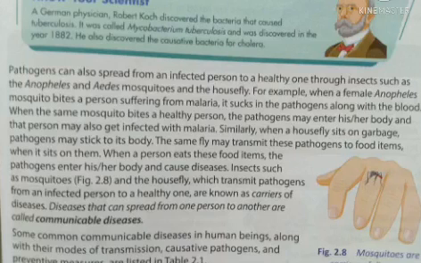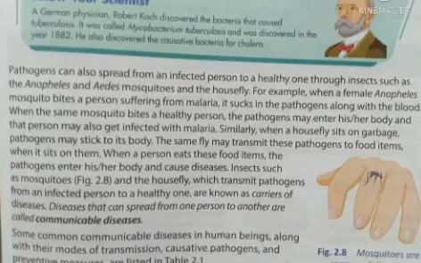Similarly, when a housefly sits on the garbage, pathogens may stick onto its body. The same fly may transmit these pathogens to food items when it sits on them. When a person eats these food items, the pathogens enter his or her body and cause diseases. Insects such as mosquitoes and the housefly, which transmit pathogens from an infected person to a healthy one, are known as carriers of diseases. Diseases that can spread from one person to another are called communicable diseases.